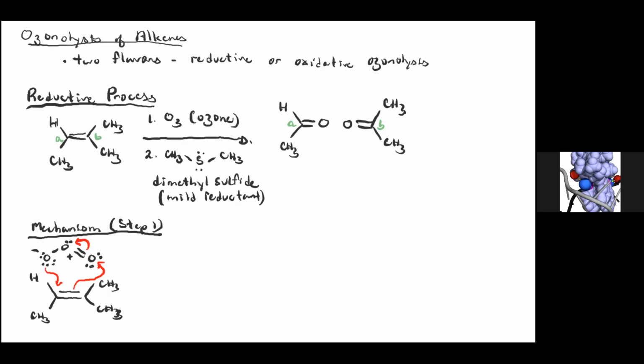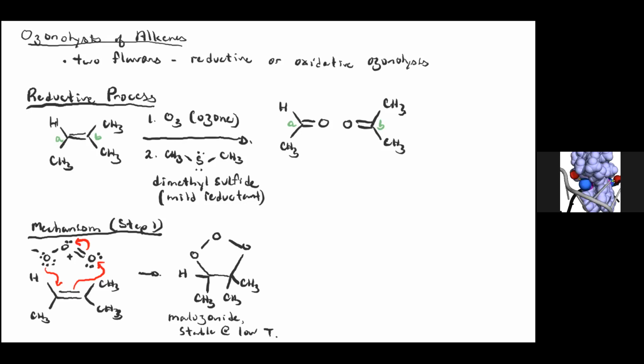And if you work through this correctly, what you should end up with is a molecule that has no formal charges. All the oxygens now have their usual 2 bonds. And it looks like that. All right. And so this intermediate is what's known as a molozonide. Stable at low temperature.